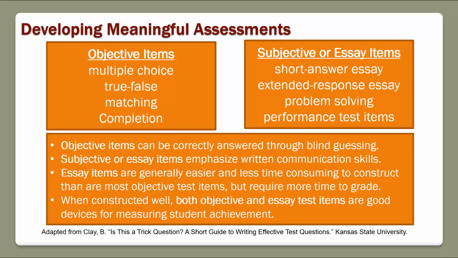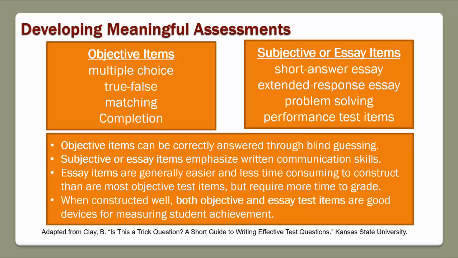So here are some tips on how to think through some of these items. Objective items can be correctly answered through blind guessing. So in some respects, objective items may not be an authentic test because students can essentially guess the answer. Subjective or essay items emphasize written communication skills. So in order for students to do well, their written communication skills have to be somewhat developed, and that could advantage certain students over other students.